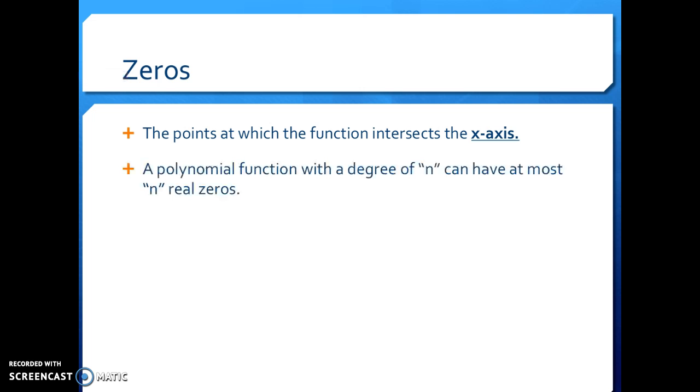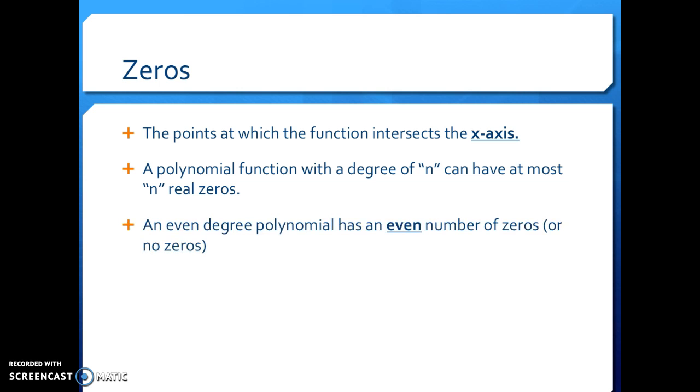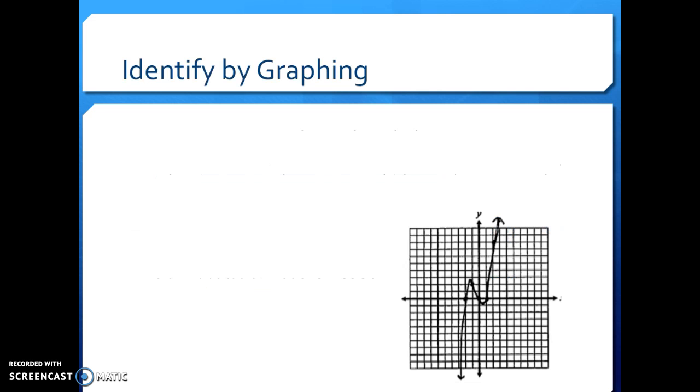A polynomial function with a degree of n can have at the most n real zeros. An even degree polynomial has an even number of zeros or no zeros. An odd degree polynomial has an odd number of zeros. So let's look at some examples.